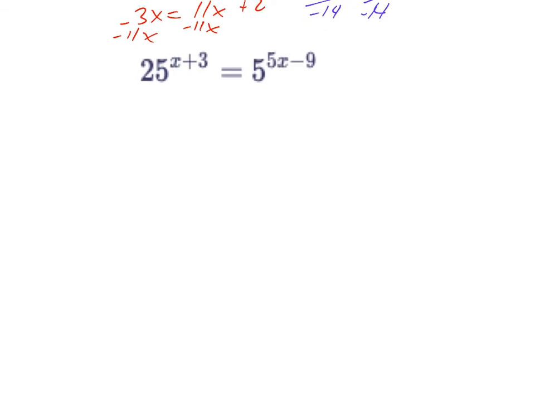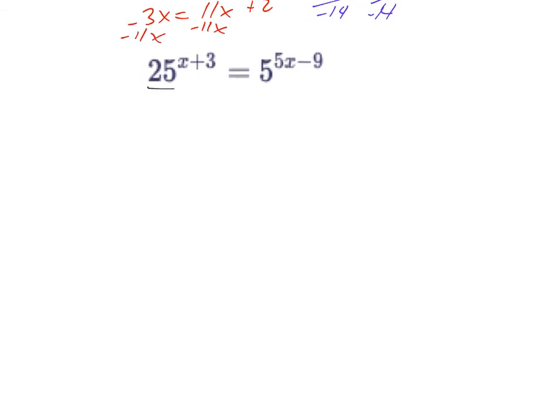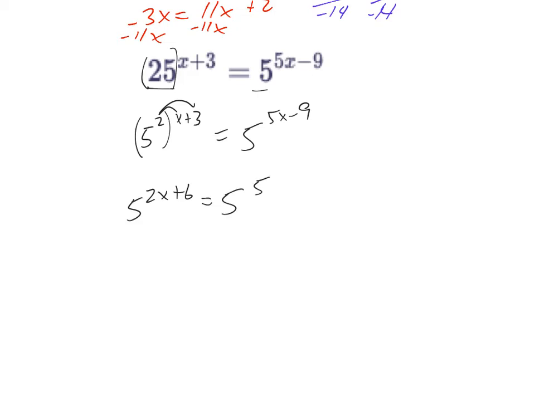Here, this one's going to be a little quicker because we have a 25 and a 5. So we can see pretty quickly here, hopefully, that 25 can be rewritten as 5 squared. And again, it's to the x plus 3 equals 5 to the 5x minus 9. That one's as is. We do need to take that power to a power here, so that's 5 to the 2x plus 6 equals 5 to the 5x minus 9. Okay, so we distribute out that 2. So now we've got those equal bases. So we've got 2x plus 6 equals 5x minus 9.